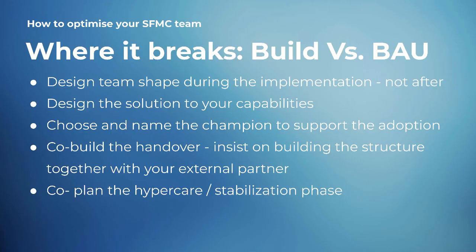When your cooperation with your external partner is coming to an end, and if your external partner is leaving the project very soon after the go-live, make sure that, again in advance, you choose your champion, because that person will support the adoption and will be a go-to person for the rest of the team, equally to how you were relying on your external partner. So this internal champion is very important. Also, I can't emphasize enough, it's important to co-build the solutions and co-plan everything. So please pay closer attention to co-building the handover process.